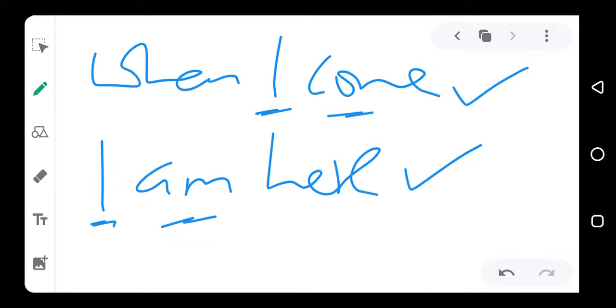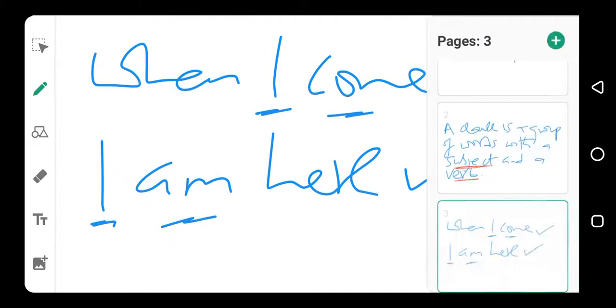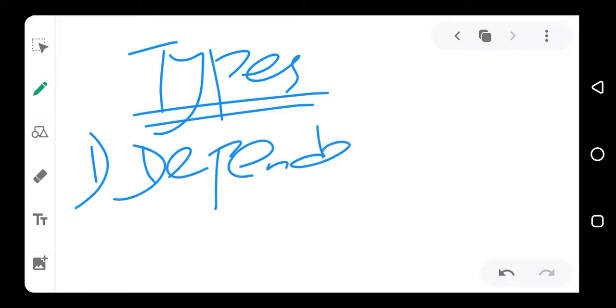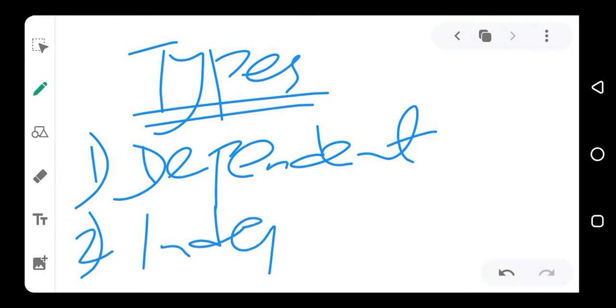So this means that we have two types of clauses. We have a clause that does not make a complete sentence and a clause that makes a complete sentence. The clause that does not make a complete sentence, we call it a dependent clause. The types: 1. Dependent clause, and 2. Independent clause.